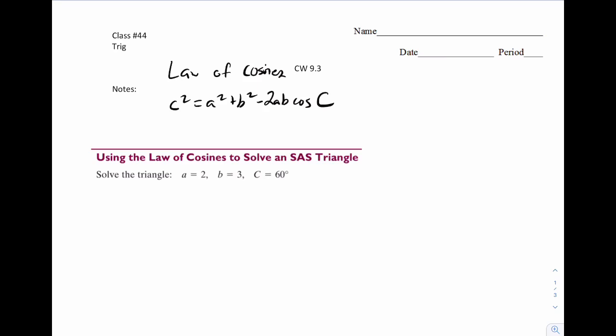Today we're studying the law of cosines. So first, let's write it down. It's c squared equals a squared plus b squared minus 2ab cosine c. Notice how it's very similar to the Pythagorean theorem.